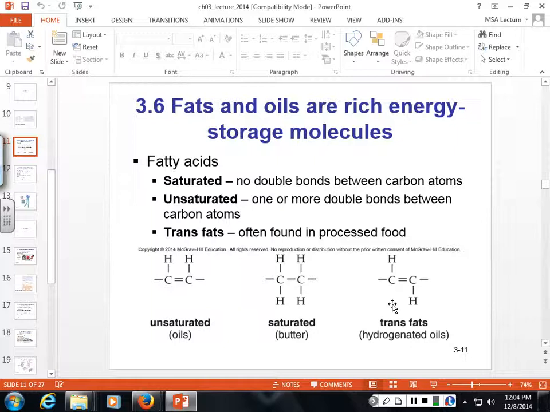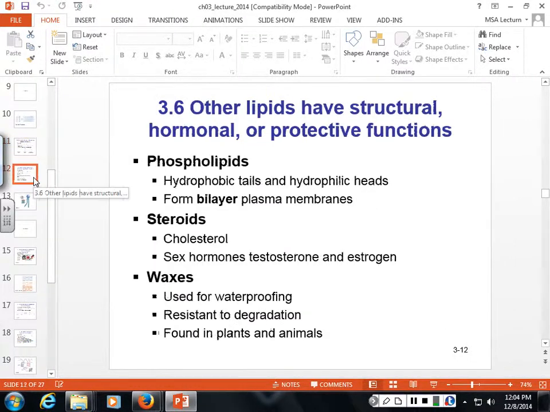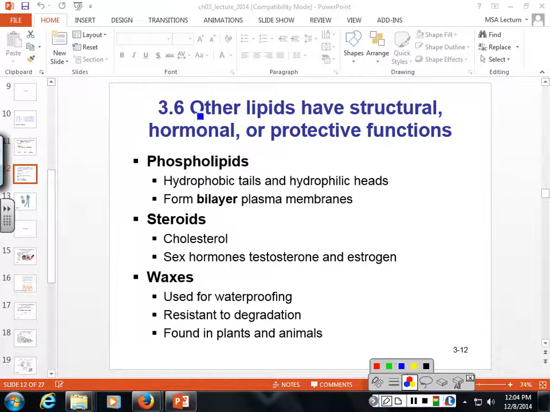Trans fats, they get a bad rep because they're chemically modified. They're found in processed food, and they're not easy for our bodies to break down. So they hang around a lot longer than saturated or unsaturated fats. They've been artificially manufactured, if that helps. All right, so these are other types of lipids. So other types of lipids that we need to talk about because they're important.